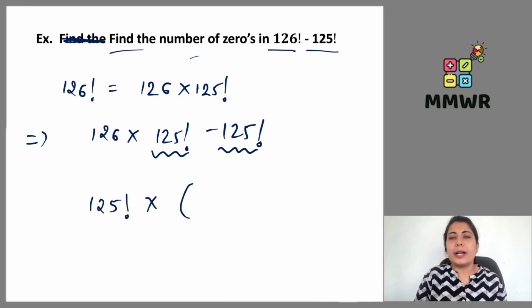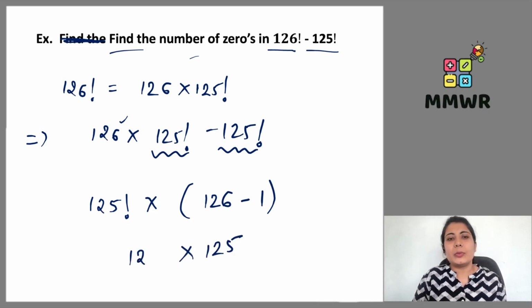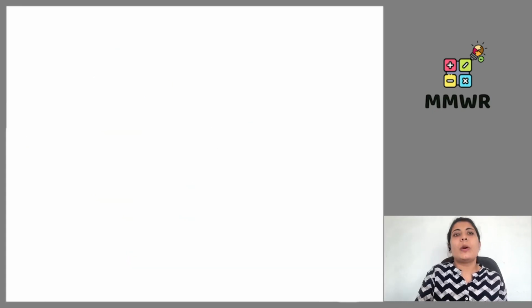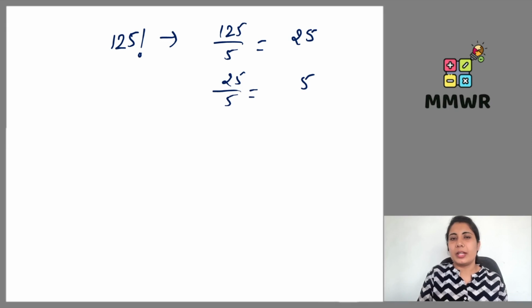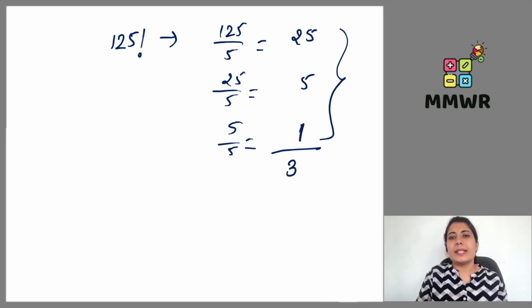After writing it commonly outside, from the first part we are getting 126 minus 1. Now 126 minus 1 gives me 125 multiplied by 125 factorial, right? Now how many 5s are there in 125 factorial? That we have to check. 125 divided by 5 gives 25. Now 25 divided by 5 gives 5. Now 5 divided by 5 gives 1. So 25 plus 5 plus 1 is 31.